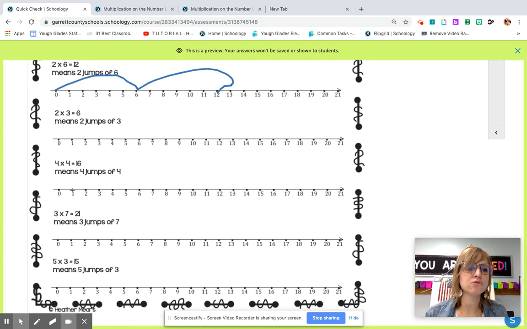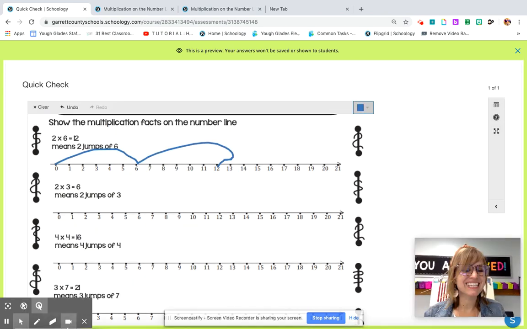You have 1, 2, 3, 4 more problems to complete. Okay. Have fun, 3rd grade.